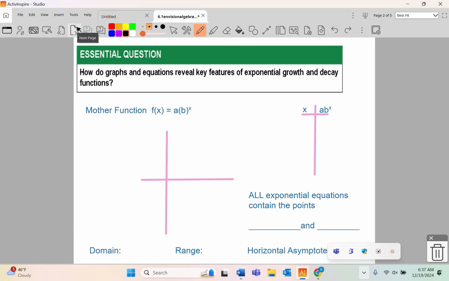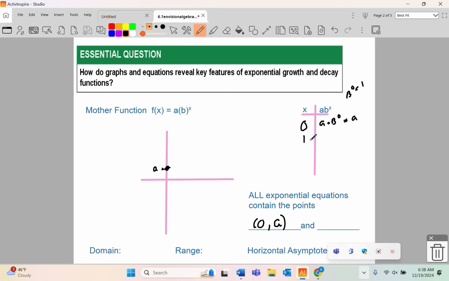Here is the mother function. f of x is a times b to the x, and we're just going to insert a 0 and a 1 into that equation and see what we get. It's for x, so this will look kind of funny. We have a times b to the 0, and I know that anything to the 0th power is 1, so this is just a. So all exponential functions contain the point (0, a). Weird, huh? There's a point called (0, a).